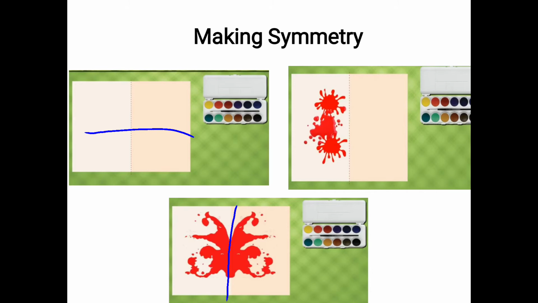this paper is divided into two equal parts. Then on the left hand side, we pour some colors. Again we close the chart paper, and whatever is on the left hand side passes through into the right hand side also. Okay, so we are getting the symmetry.